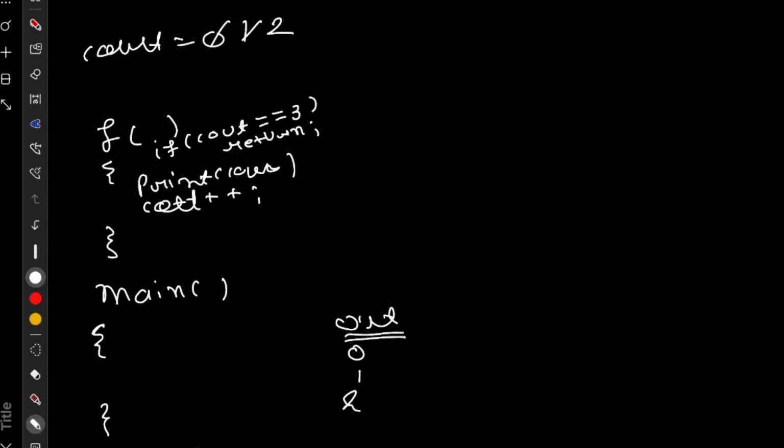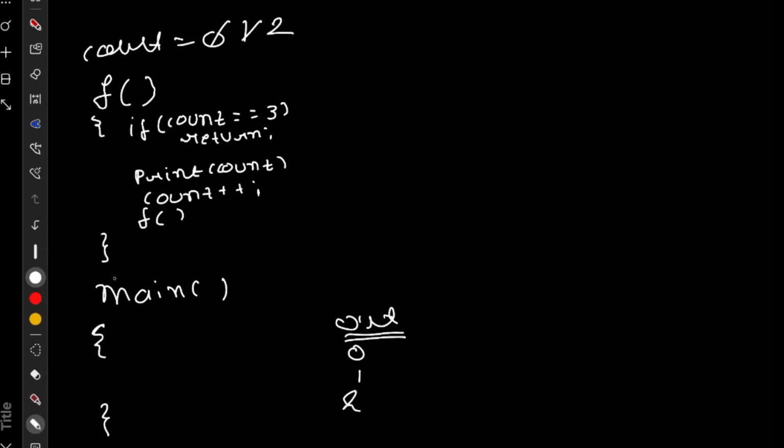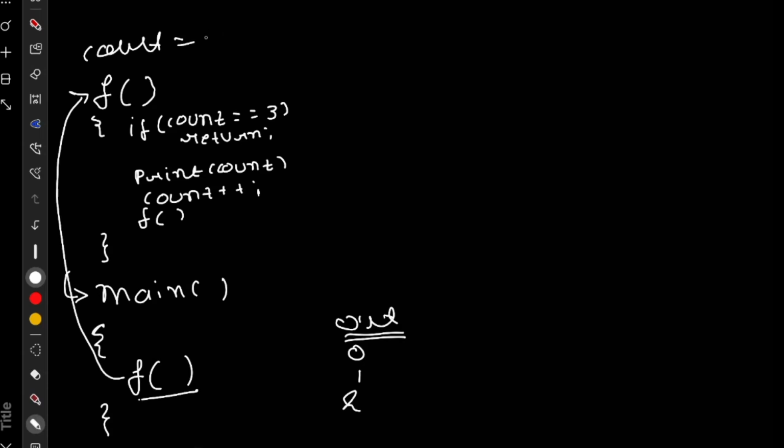I will write it properly. Okay. In this function, first of all, the compiler comes to this main function. Inside the main function, I call the f function. So the compiler goes towards this f function. Initially, the value of count is 0. The condition is false. So in output, we see 0.